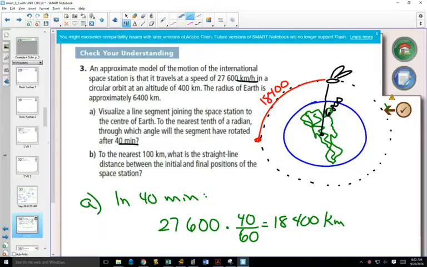That's how far it's traveled. And if we join that new point to the center as well, this question is asking to the nearest tenth of a radian through what angle? So in other words, what is this angle that our space station has rotated?